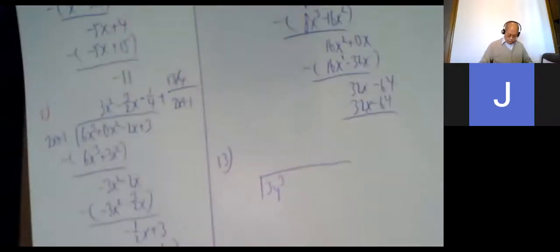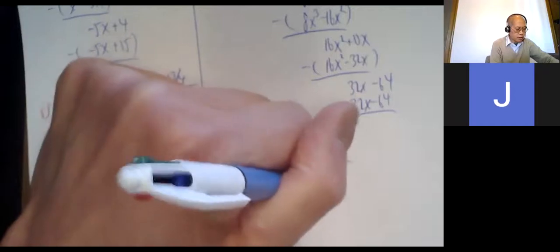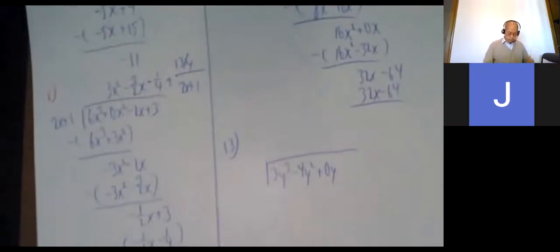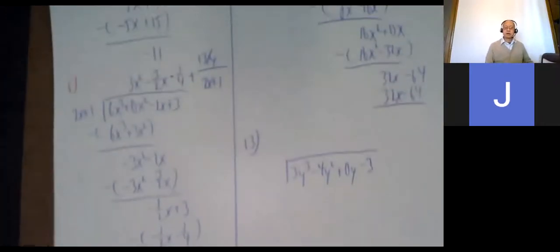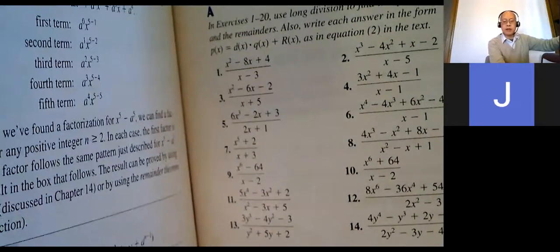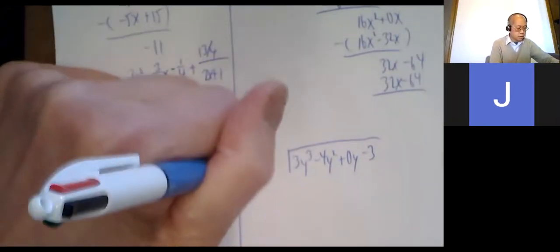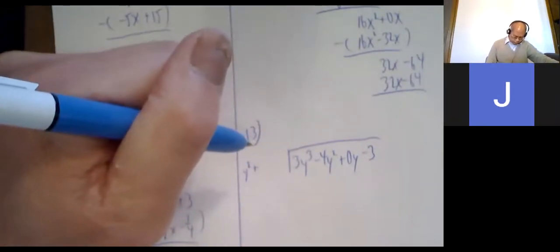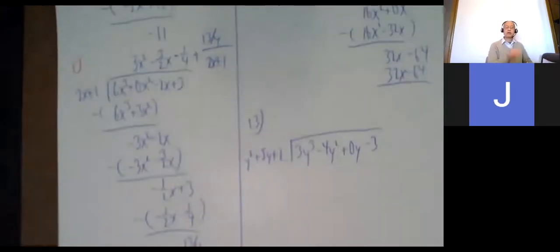3y cubed minus 4y squared plus 0y minus 3. Right? One more time, the original problem did not have a y for number 13, so you count it as a 0y and then the minus 3. Then everything else is the same. Y squared plus 5y plus 2.